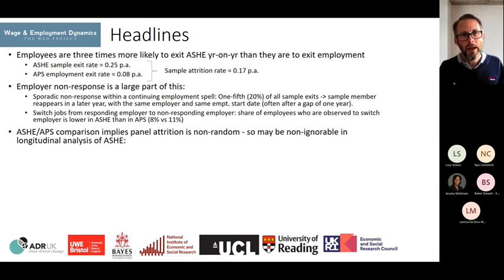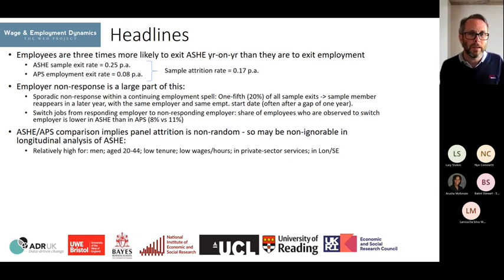What we do then is compare the correlates of panel attrition between these two data sets, and that suggests that it isn't a random process and may then not be ignorable when we're doing our longitudinal analysis of ASHE. In particular, it looks as though if we compare with the correlates of exiting employment in the APS, if we take those as our benchmark, then in ASHE, people seem to be more likely to exit the ASHE sample if they're male, if they're aged 20 to 44, if they've got a job with low tenure, if they're on low wages or hours, if they're in private sector services, and if they're in London and the South East.